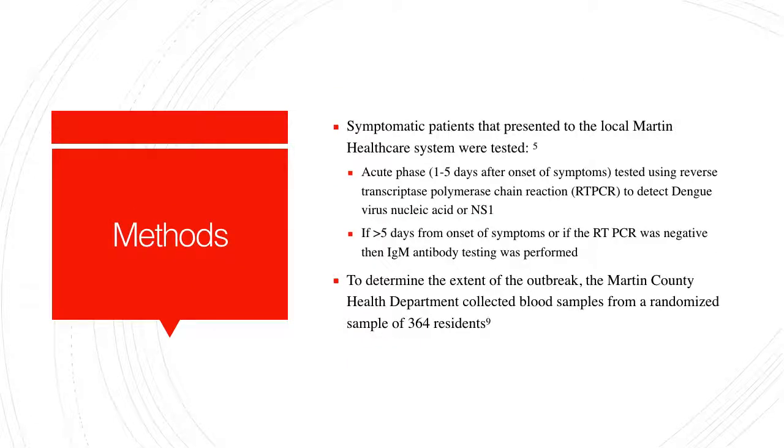After the first three cases were identified, public health surveillance increased. All symptomatic patients that presented to the local Martin healthcare system were tested for dengue virus. If the individual presented during the acute phase of the infection, which was defined as within 5 days of onset of symptoms, they underwent testing using RT-PCR to detect dengue virus nucleic acid or NS1. If the individual presented greater than 5 days after the onset of symptoms, or the RT-PCR was negative, then IgM antibody testing was performed.